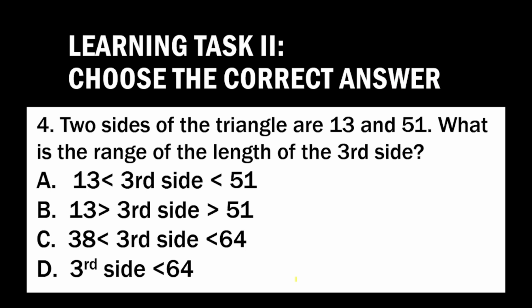Okay, times up. So the correct answer is letter C. So the third side must be greater than 38 but less than 64. Bakit? 51 plus 13. So that is 64. And then 51 minus 13. That is 38. Ibig sabihin, ang measure dapat ng third side ay mas mataas sa 38 pero mas mababa sa 64. So, ano-ano yon? Pwede siyang 39, 40, 41 hanggang 63. Yun ang range niya.